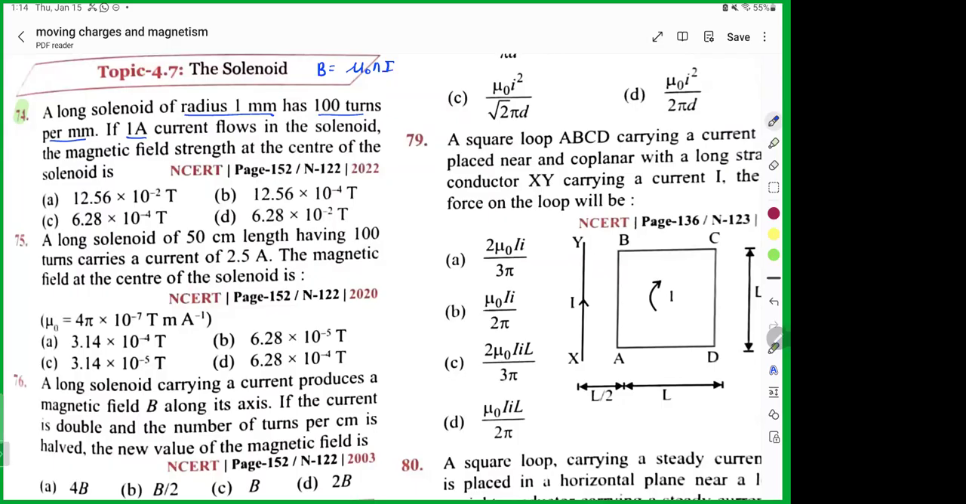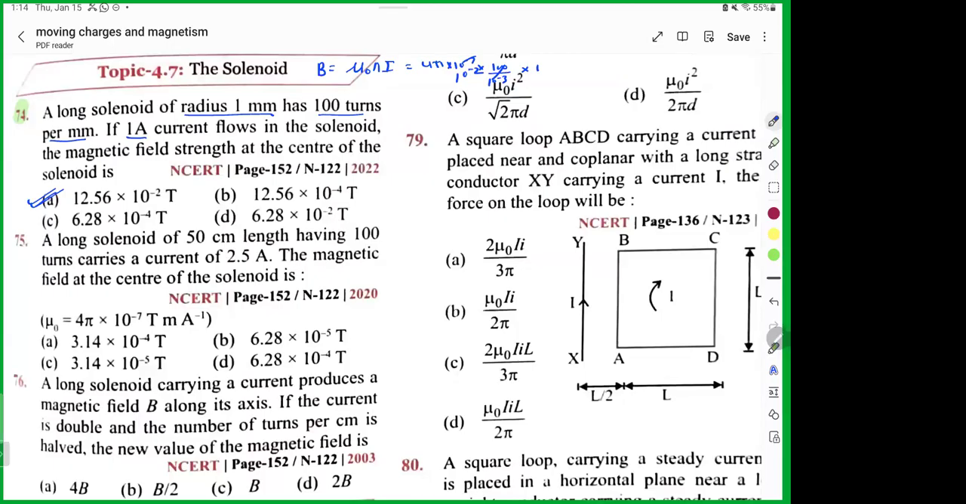So what is your answer, Jordan? So option A. Yes. Why? Because your mu naught value is 4 pi into 10 raised to power minus 7. N value in this case will be equal to 100 turns per millimeter cube, 10 raised to power minus 3. And current is 1. It will go up, 10 raised to power 5 plus it will be minus 2. Done.